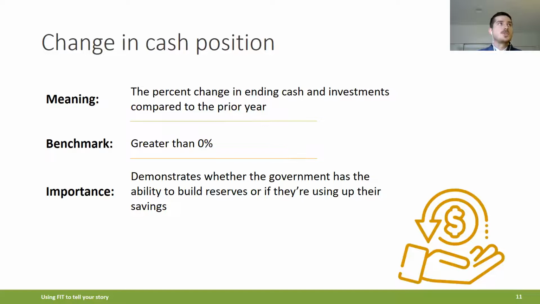Let's move over to change in cash position. It's a pretty simple measure that simply takes the ending cash from last year compared to the ending cash of this year, does the math. Did you end up net positive or did you end up net negative? Historically, traditionally, if you end up with more money, it's considered good. If you end up with less money, it's considered bad. But we know that really isn't the full story.